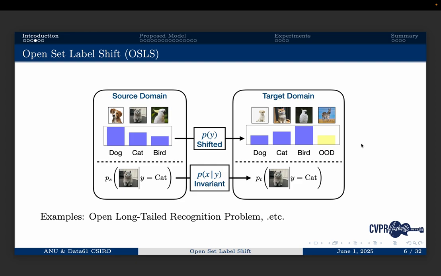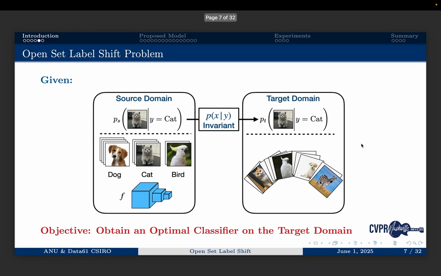This work considers a more challenging open set label shift problem. In the open set label shift problem, the target domain not only has the classes that appear in the source domain, it also contains samples from an extra out-of-distribution class. Also, the label distribution between the source and target domain is shifted, and the conditional distribution of image given label is invariant. An example of the open set label shift problem is the open long tail recognition problem, where we have a long tail label distribution in the source domain and a uniform label distribution in the target domain.